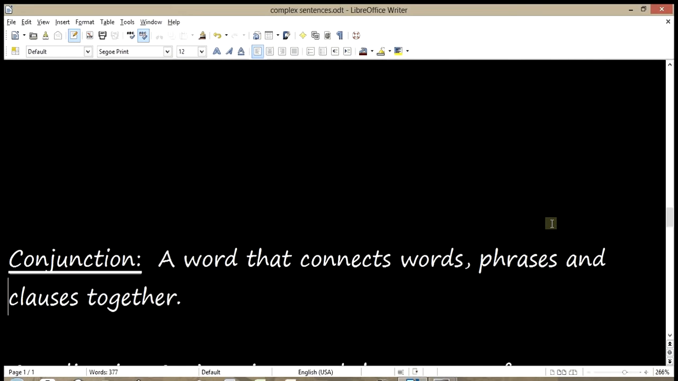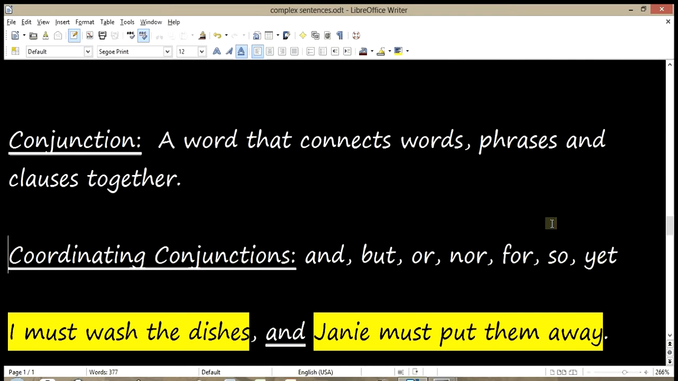All right, let's talk about conjunctions now. There are a couple different kinds of conjunctions. Conjunctions are words that connect words, phrases, and clauses together. The most common ones are and, but, and or. We also have nor, for, so, and yet. Those are not quite as common. Those are called coordinating conjunctions.